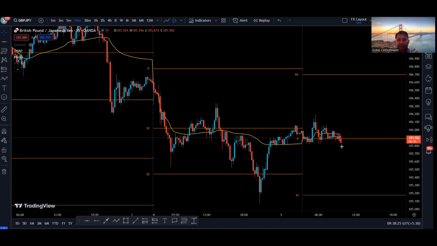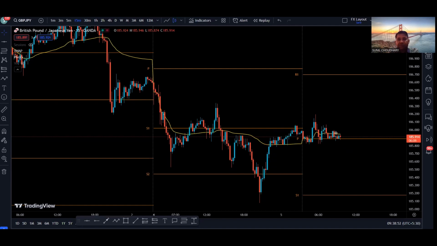So if we can break this support and create a new low, I'll be waiting for a pullback to the VWAP line. Suppose by that time the VWAP line comes around here, so I'll be waiting for a rejection at the VWAP or a solid bearish candle closure to take short in order to target this pivot line, which is aligning with the support on the left hand side. That is something for the short side. Now for the long side, we know that the price is very bearish.